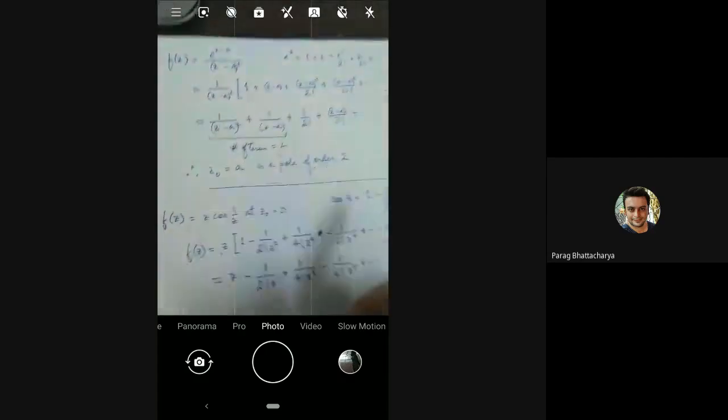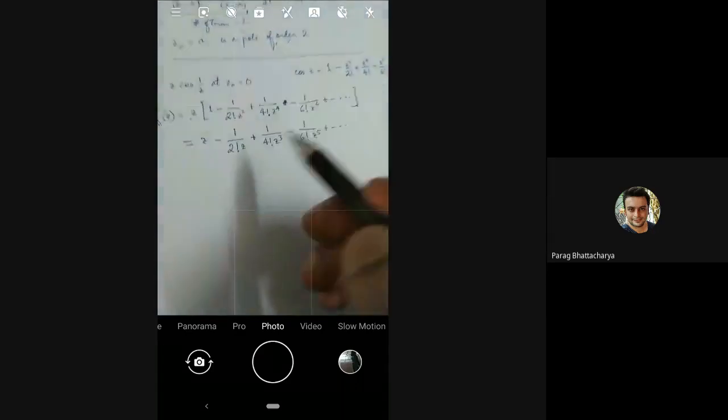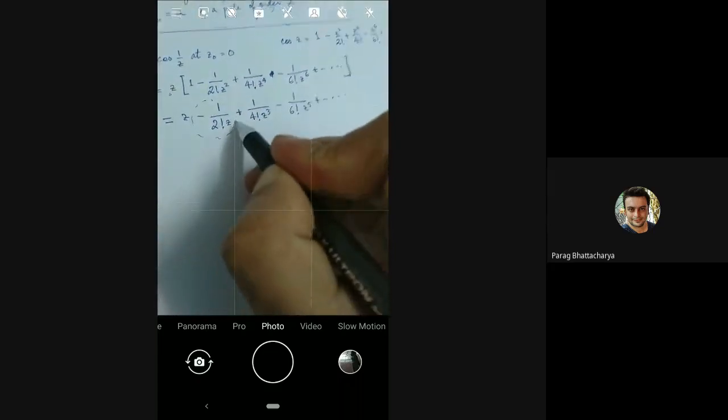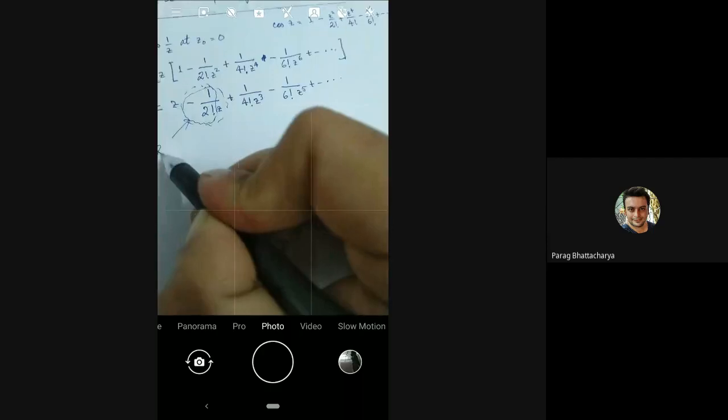Now how do you identify the residue? How we identify the residue is, look for that 1 by z minus z naught term. This is the 1 by z minus z naught term. That means whatever is the coefficient, this must be the residue.